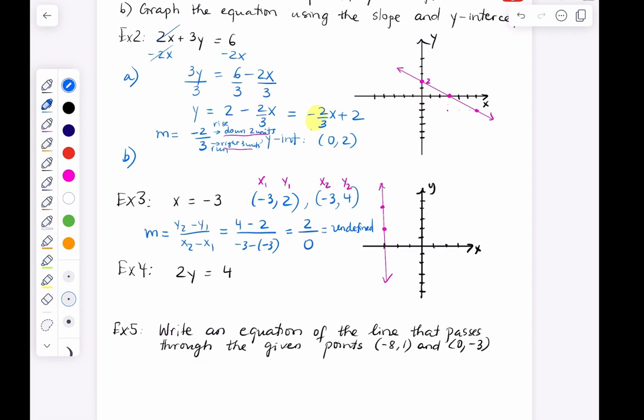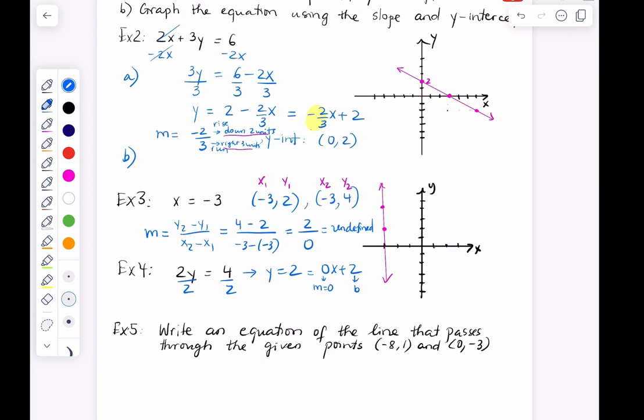Example 4. In this example, we're missing the x variable. So we technically can put it in the slope-intercept form. Let's first divide both sides by 2 so we can get y by itself. So y is equal to 2. You could write it in slope-intercept form by rewriting this as 0 times x plus 2. Now 0 times x is just 0. 0 plus 2 is 2. So I didn't change the value of the equation. But now you can see that the slope m is 0 and the y-intercept b is 2.